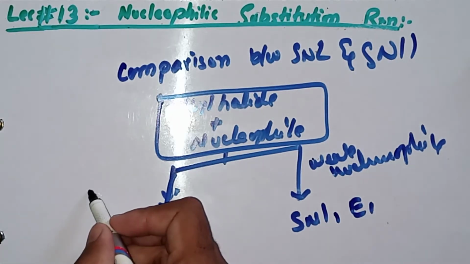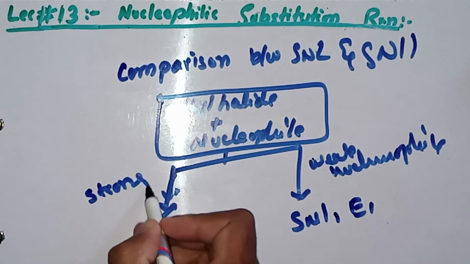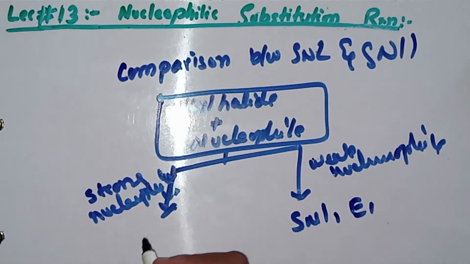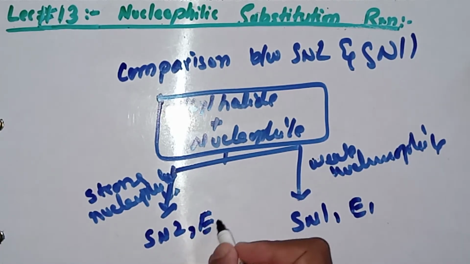When a strong nucleophile is used, what will be the case? In case of a strong nucleophile, the reaction will undergo Sn2 reaction or E2 reaction. So these are the two basic differences between Sn1 and Sn2. When you use a weak nucleophile, the reaction will undergo Sn1 reaction. When you use a strong nucleophile, the reaction will undergo Sn2 reaction. I hope this point is clear. So let's start the different factors for comparison.